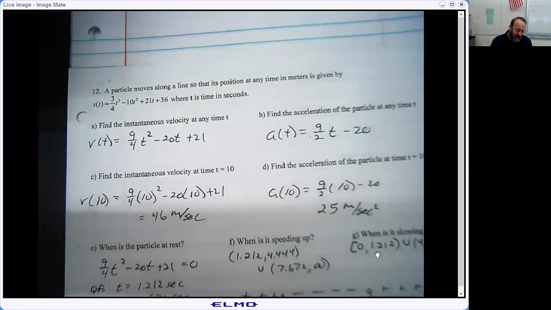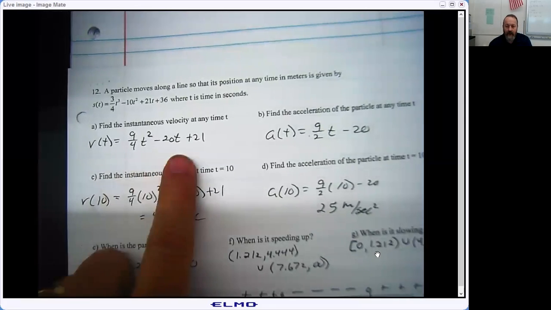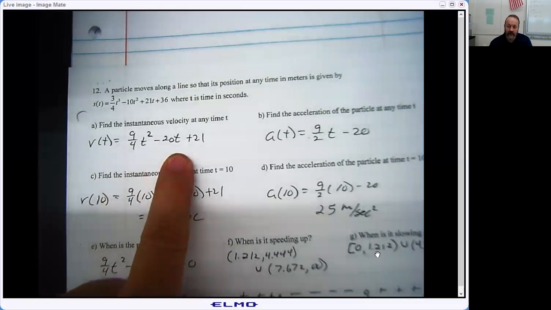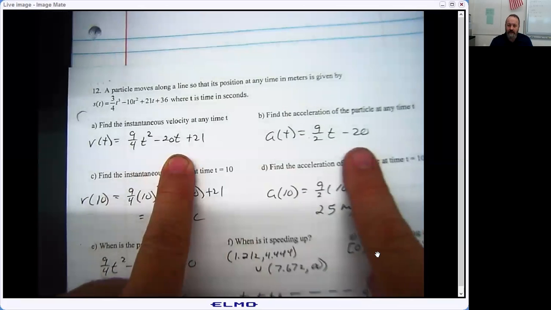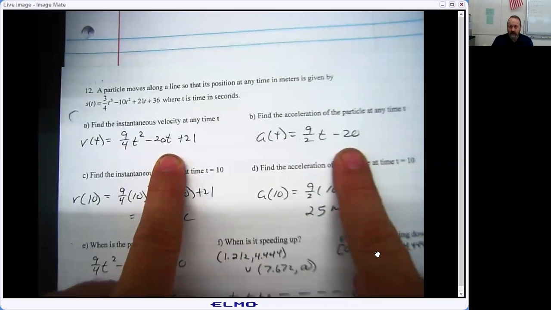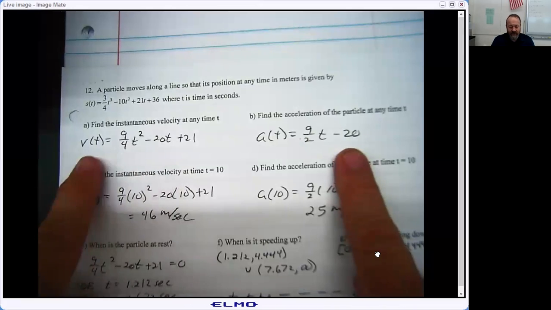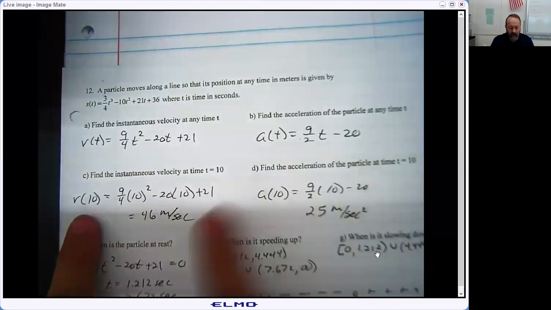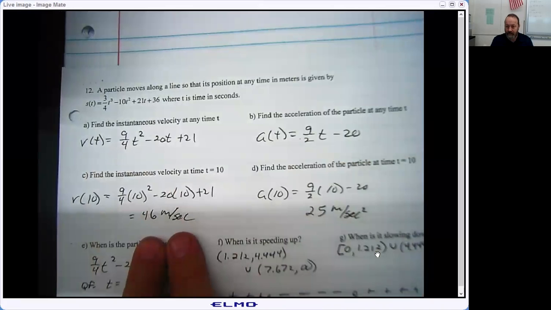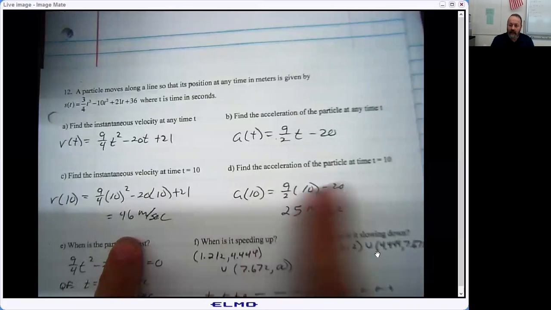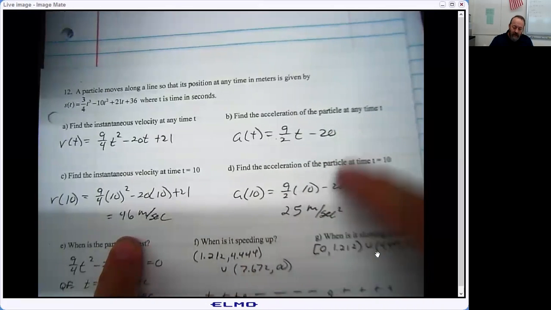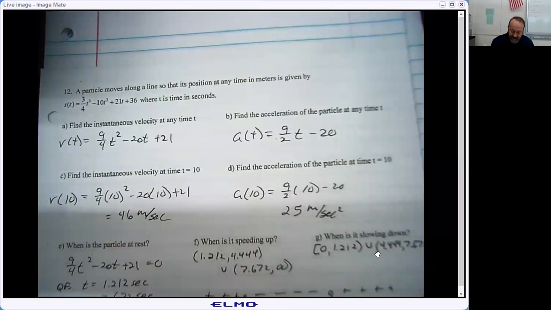Instantaneous velocity, how fantastic. That's just the derivative of our position, so I did that. Acceleration, of course, is the derivative of our velocity, so I've got that laid out. If I wanted my instantaneous velocity at 10, I just need to take this velocity equation right here and plug in 10, which I did. Acceleration at 10, I got my acceleration and I plugged that one in too.